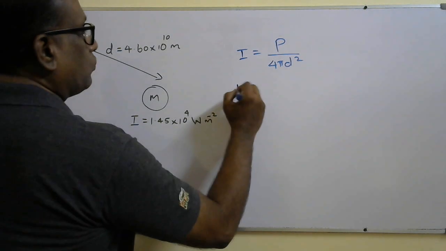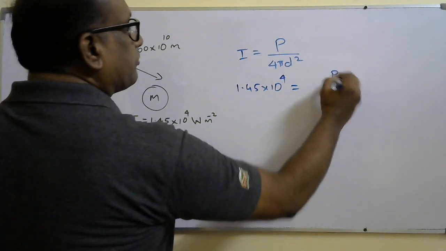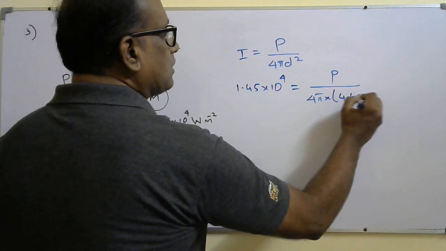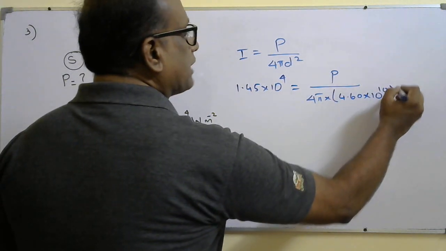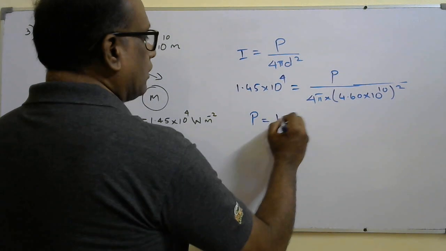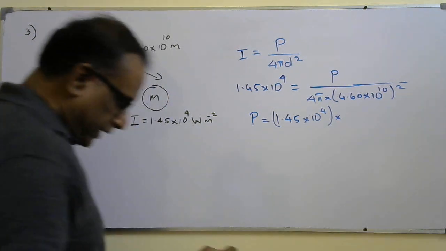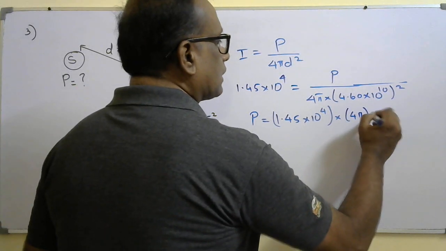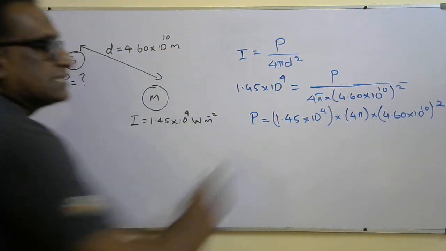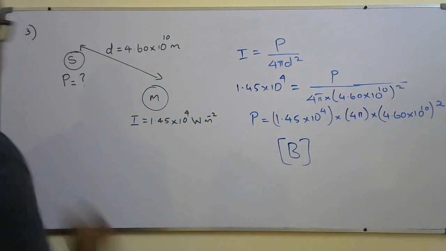Okay, so I is 1.45 × 10^4, which equals P over 4 pi d squared. The distance is 4.60 × 10^10, all squared. So P is given by cross multiplying: 1.45 × 10^4 × 4 pi × (4.60 × 10^10) squared. So the answer given is answer B. The correct answer is B for question number 3.